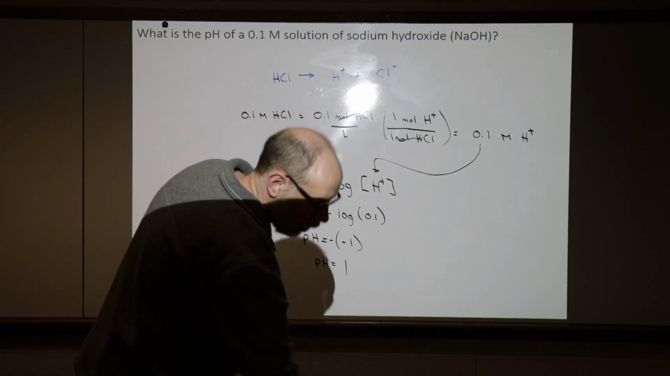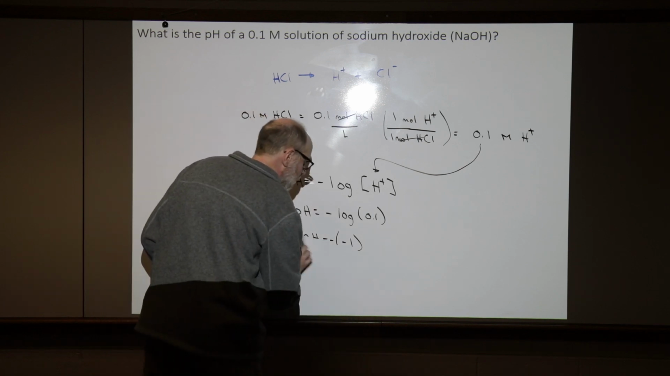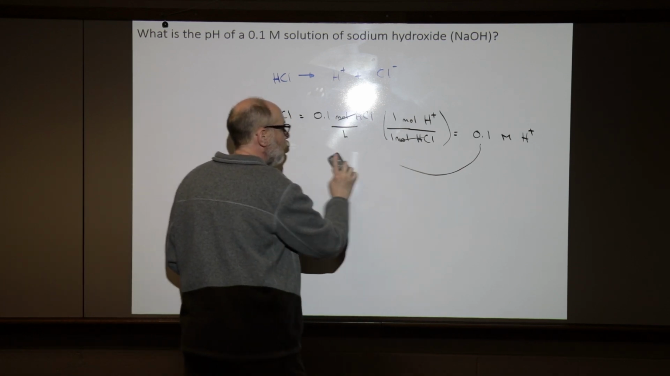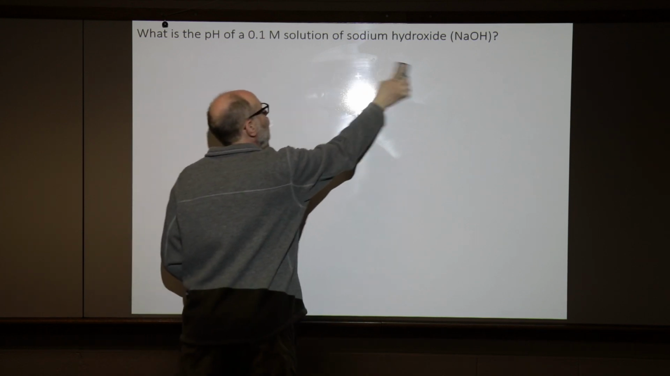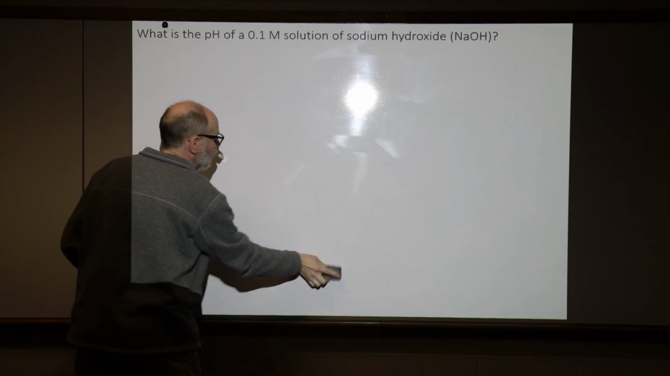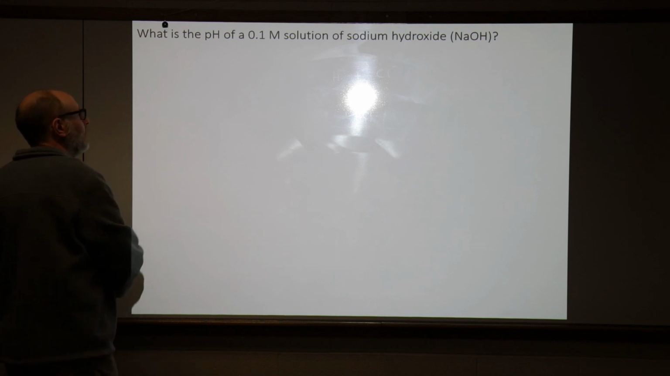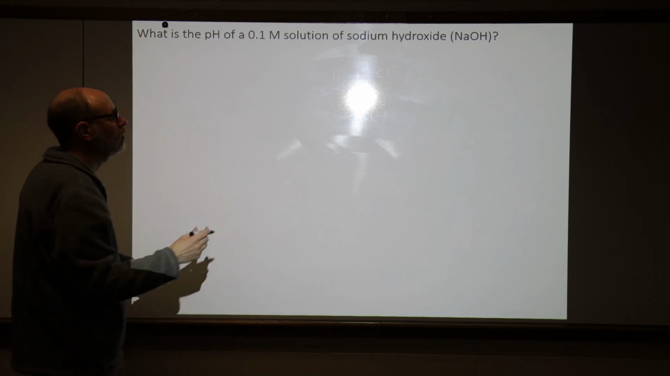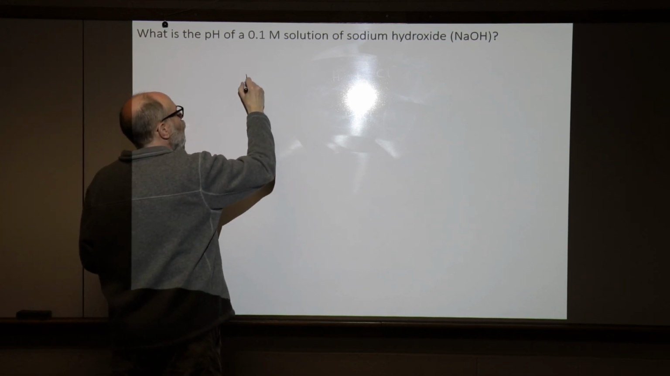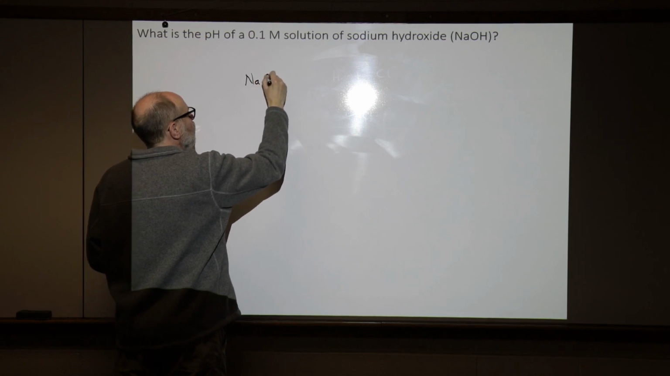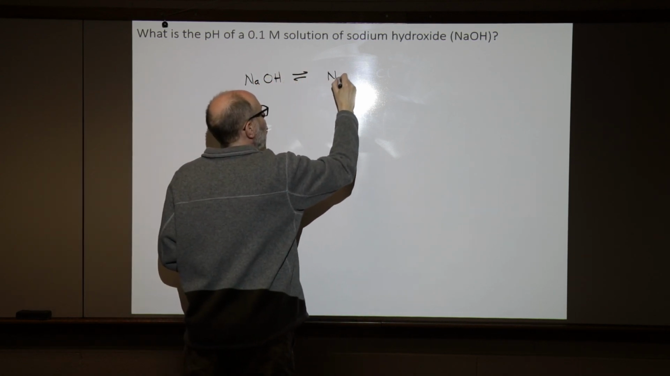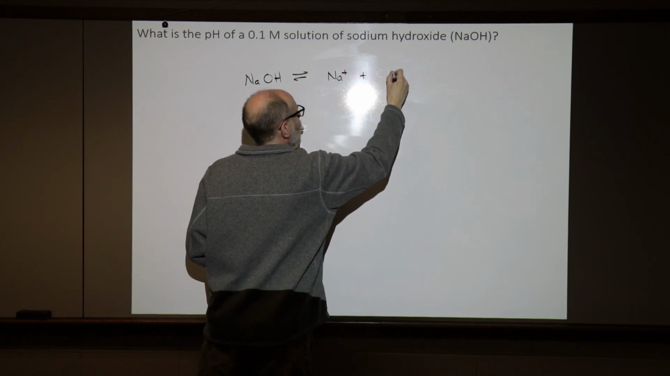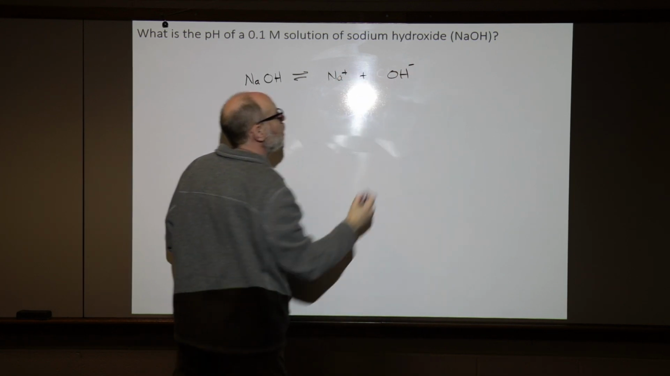Next, we're going to talk about how we do the same thing but with a solution of base instead. And we're going to work through the same scenario with the same procedure that we worked through before. We're going to say, okay, we have a 0.1 molar solution of sodium hydroxide. What happens to sodium hydroxide in solution? It produces sodium ions and hydroxide ions.